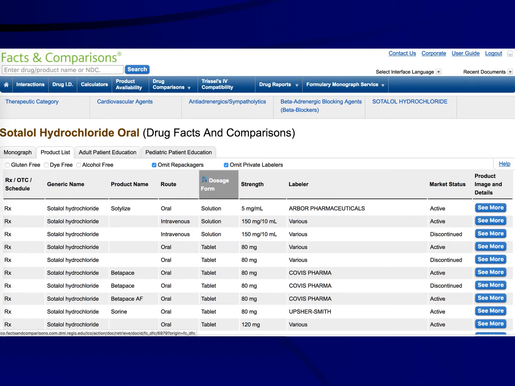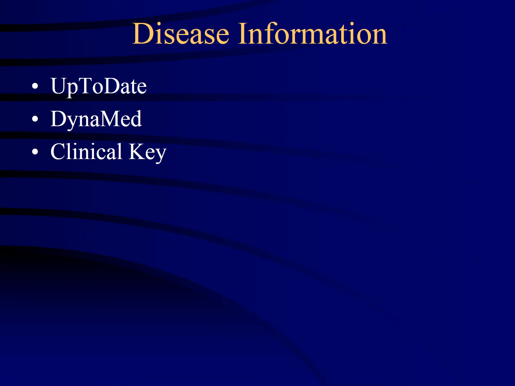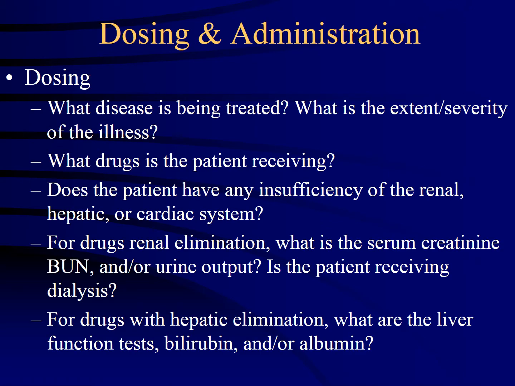specific dosage form. For disease information, I will look in UpToDate, DynaMed, and ClinicalKey, which I reviewed with you during Lesson 1. For questions about dosing, you may want to consider what disease is being treated, what is the extent and severity of the illness, what drugs is the patient receiving, does the patient have any renal, hepatic, or cardiac dysfunction? For drugs with renal elimination, what is the serum creatinine, BUN, and/or urine output? Is the patient receiving dialysis? For drugs with hepatic elimination, what are the liver function tests, bilirubin, and/or albumin?